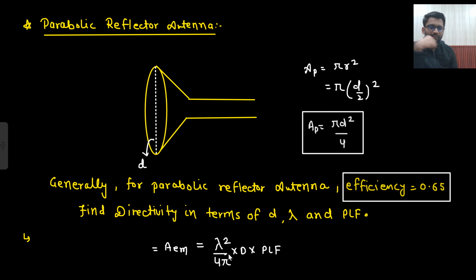And what is this equal to? Maximum effective aperture area is equal to the efficiency into aperture area. Say yes or no. Do I know the aperture area? Yes. Do I know the efficiency? Yes, I know the efficiency as well. That is 0.65. So that's it. Now I can solve it.